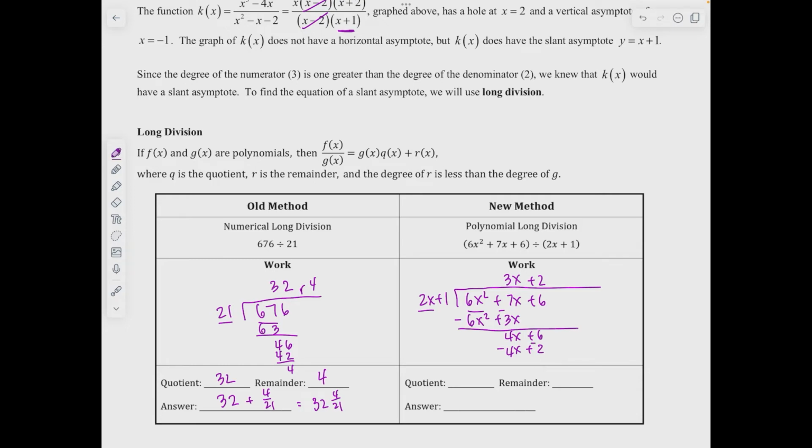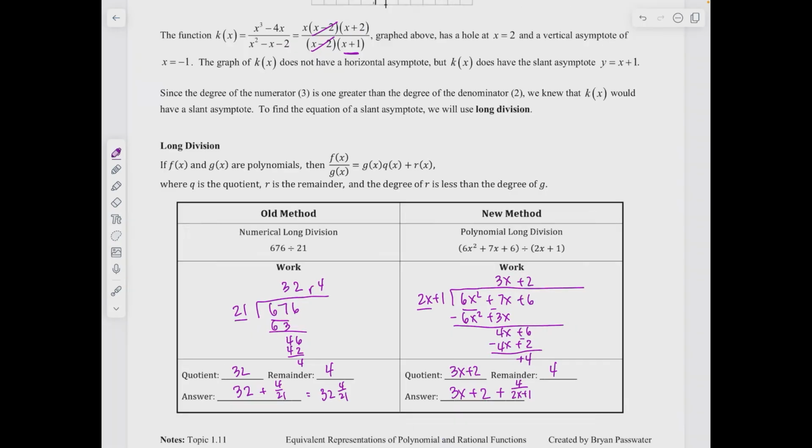I'm going to sign change. I'm left with, sorry, not -4, positive 4. So my quotient is 3x plus 2. My remainder is 4. So this would be 3x plus 2 plus my remainder over divisor, like that. And so that would be my answer there.